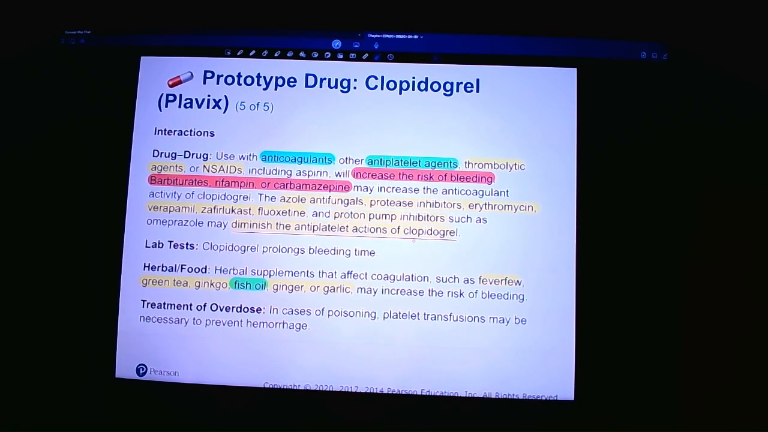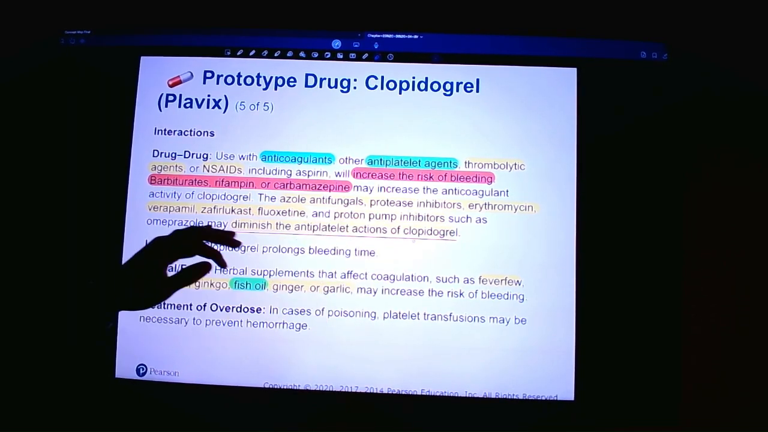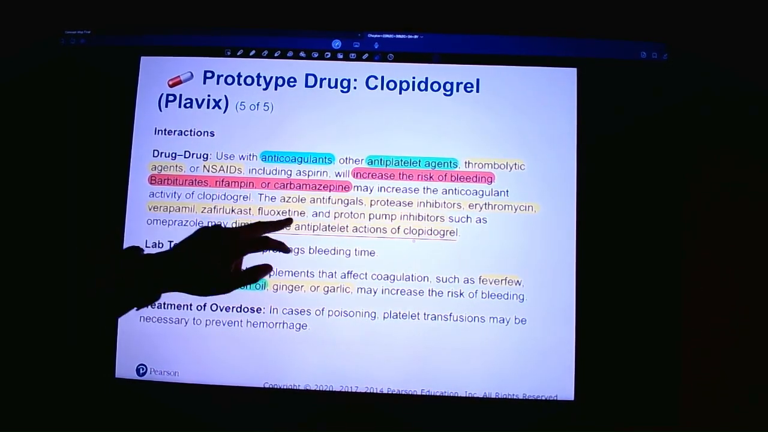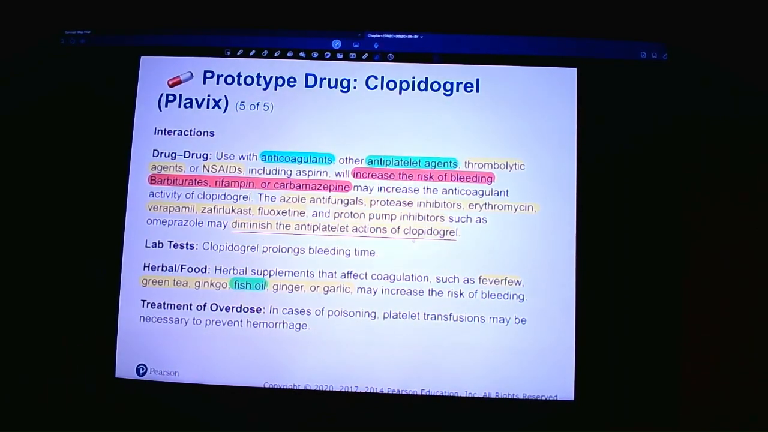So there's that. Kind of interesting on this one though, right? Azole antifungals, protease inhibitors, erythromycin. A lot of these drugs, including PPIs, they all diminish the effects of clopidogrel. So maybe we can picture the same way with the kid in the background that has the flu, right? They're taking their medications and now they're not bleeding as much, right? Or a kid in the background that also got hurt, right?